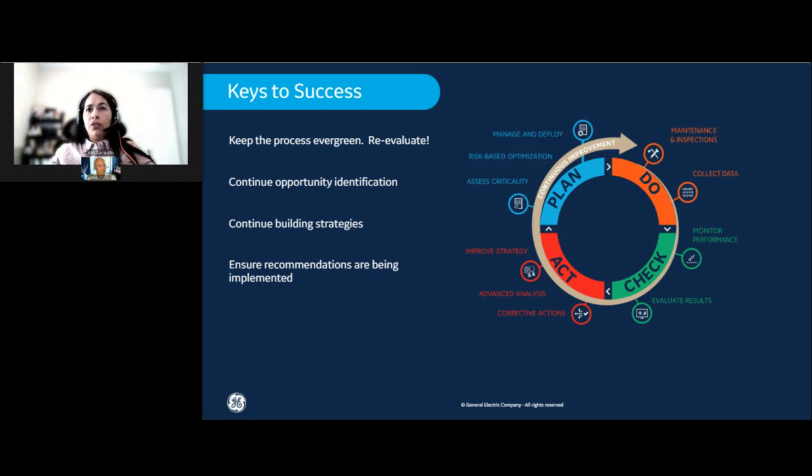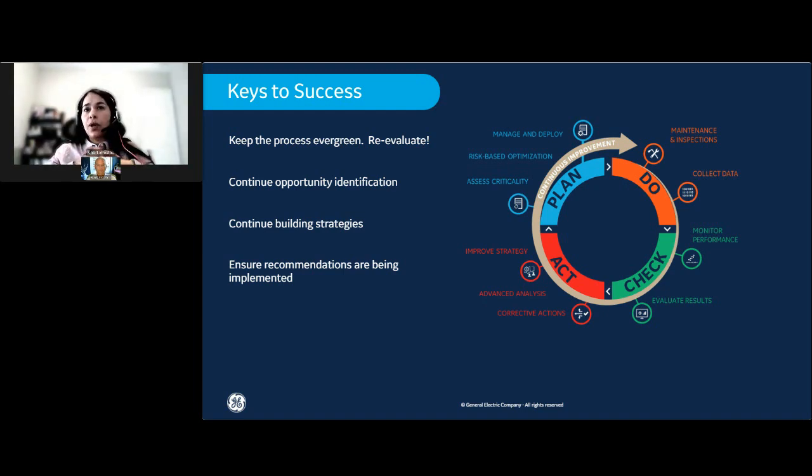Continue the opportunity identification, and when you document in the work history and/or in the operator rounds, or if you are using another source, for all the sources that you are using to execute the maintenance program, it is important to have some methods to identify opportunities. And these opportunities help you keep the process going in a continued way.